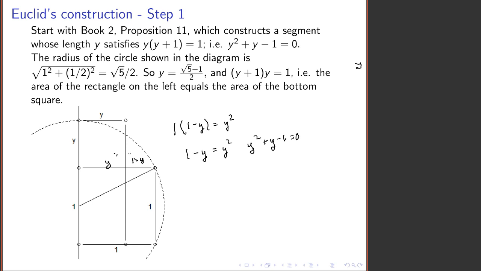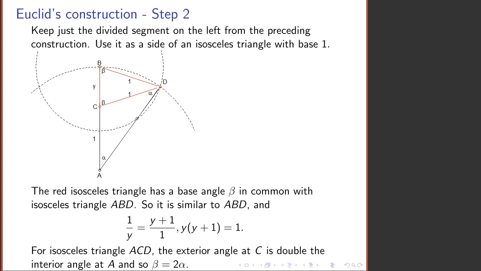Now, says Euclid in Book 4, we know how to divide a segment so that it has two pieces, one of length y, one of length 1, with the property that y squared plus y minus 1 equals 0. So here is a line thus subdivided. Now, we construct an isosceles triangle whose base is the piece of side y and whose two other sides have length 1.